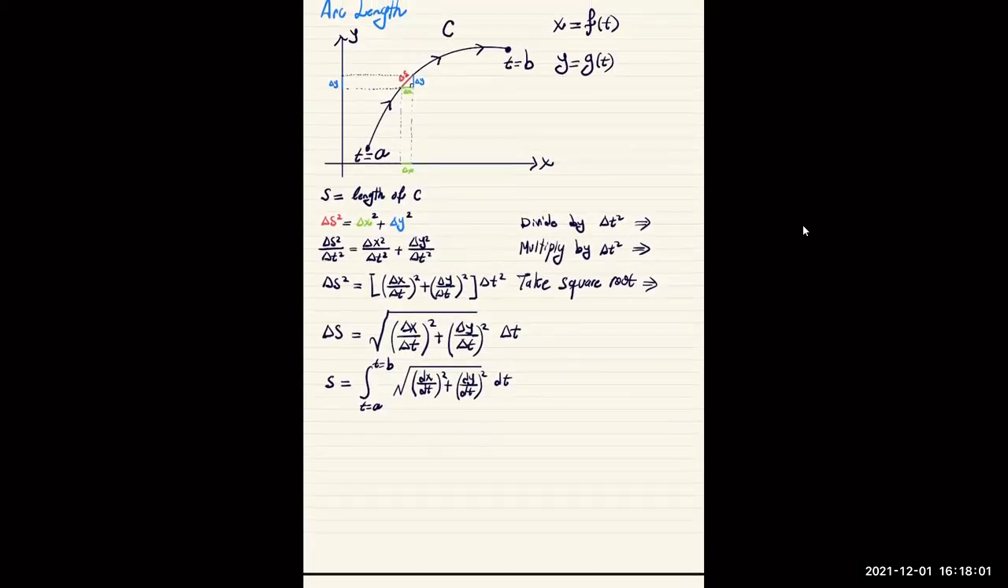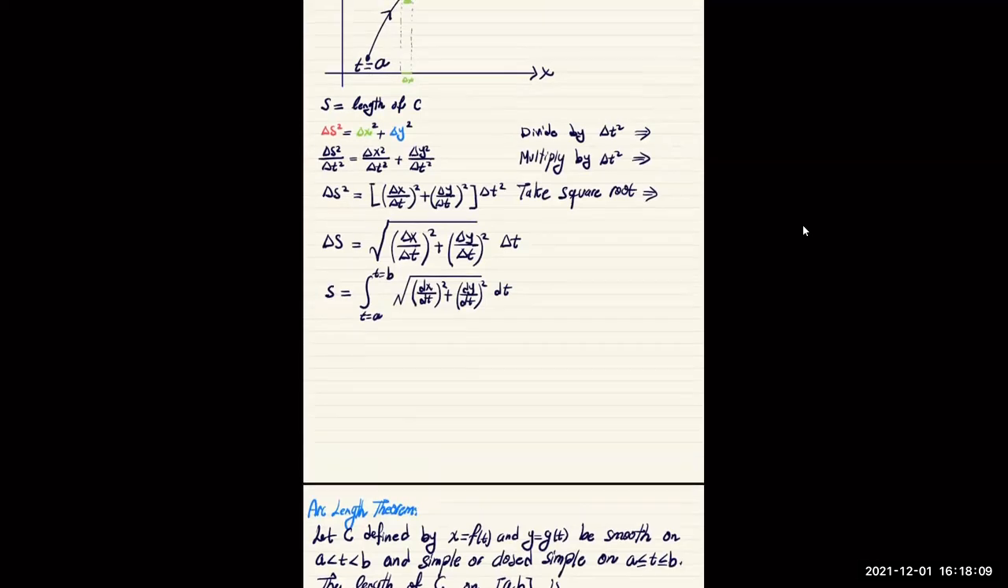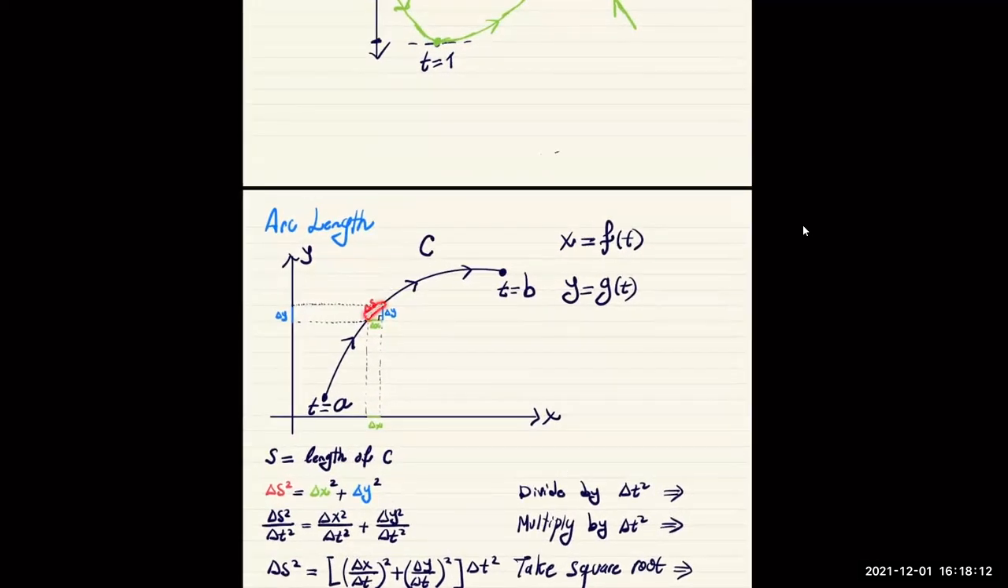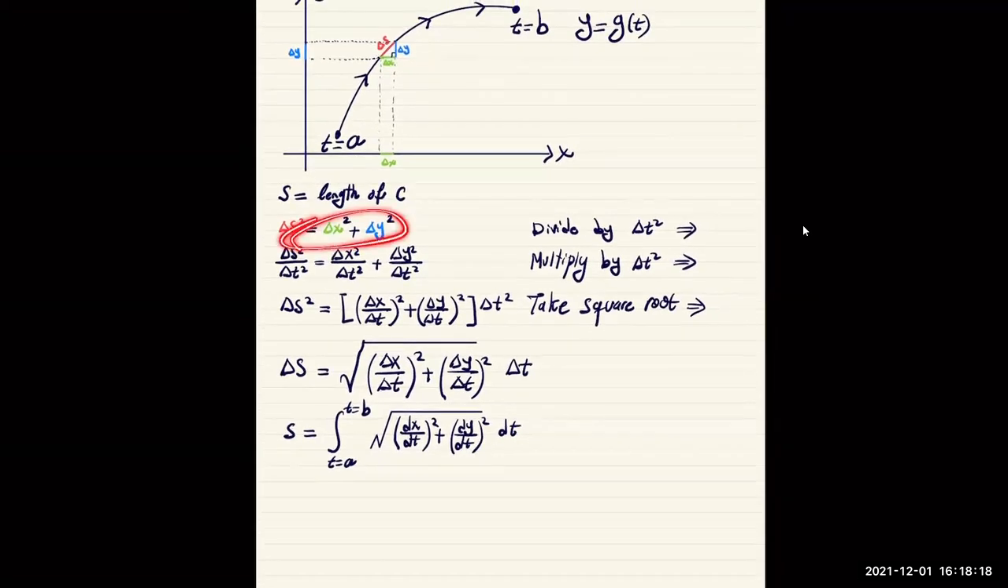Okay, summing up these increments gives you arc length. And the length of each of those increments, which is called a delta S, is again just the Pythagorean theorem.